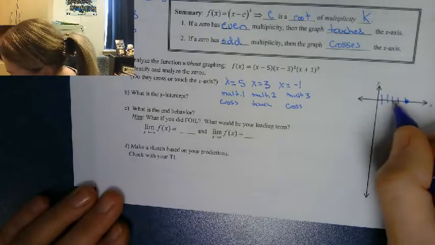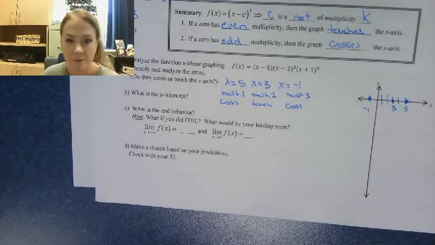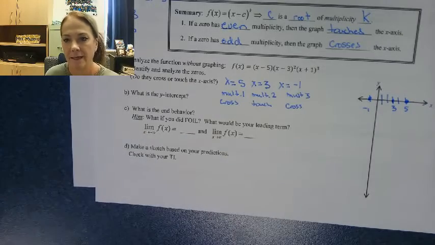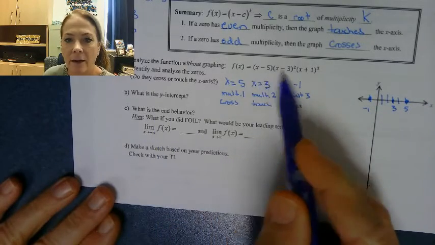Make it 5, 3, 5, -1. Okay, so I've got those zeros. The graph has to go through those points, and it's going to cross, touch, cross. Okay, what's the y-intercept? We're just going to zero out x.